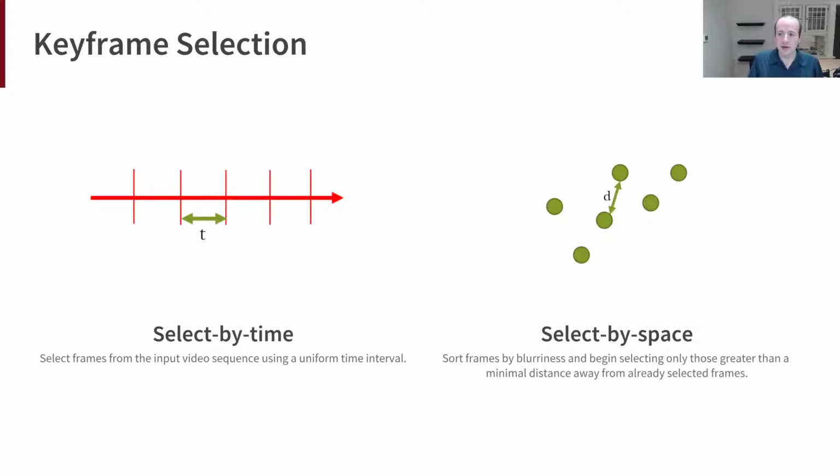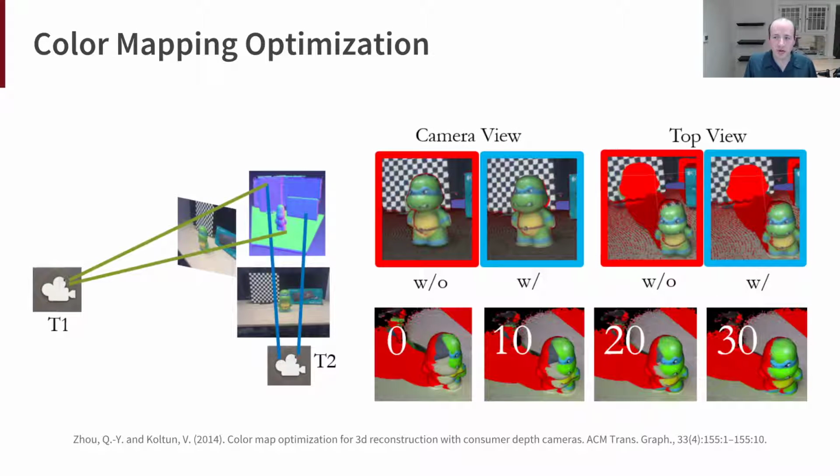Kinect fusion typically uses temporal sampling to identify a subset of color images for texture processing. In this work, we use a superior method. First, we sort color frames by their blurriness, and then we begin selecting only those greater than a minimal distance threshold away from already selected frames. This provides a balance between better image quality and spatial coverage. Because the camera trajectories from Kinect Fusion have coarse accuracy and are also subject to drift over time, we then apply an iterative color mapping optimization algorithm from previous work to refine the alignment of each camera frame. This optimization is also applied at later stages in the pipeline to further improve the results.